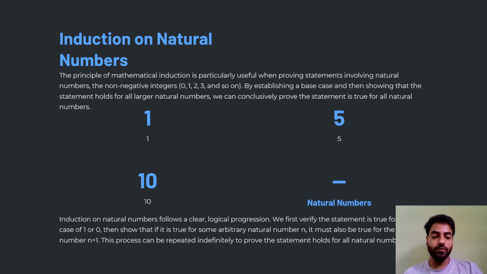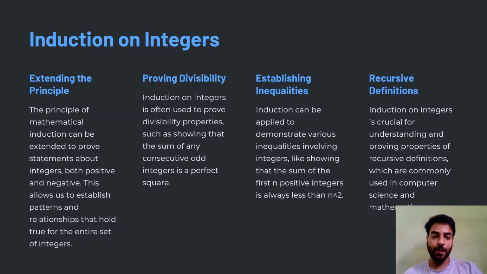Induction on natural numbers follows a clear logical progression. We first verify the statement is true for the case of 1 or 0. Then we show that if it is true for some arbitrary natural number n, it must also be true for the number n plus 1. The process can be repeated to prove that the statement holds for all natural numbers.